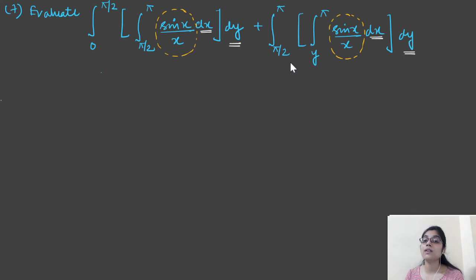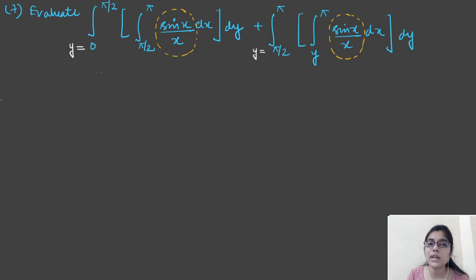But then I observed one more thing. In this case y is from 0 to pi by 2, and in this case y is from pi by 2 to pi. This is where I got a hint that they might be representing the same region. How? Because y is going from 0 to pi by 2, then pi by 2 to pi. There is a continuity. So now I'll draw the region.